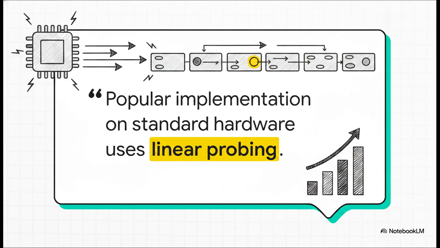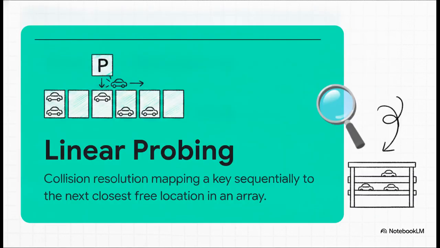Modern CPUs are heavily optimized for reading memory sequentially. So an algorithm that aligns with how the physical hardware actually wants to read data, that's always going to win in a production environment. You can think of linear probing kind of like a crowded parking lot.